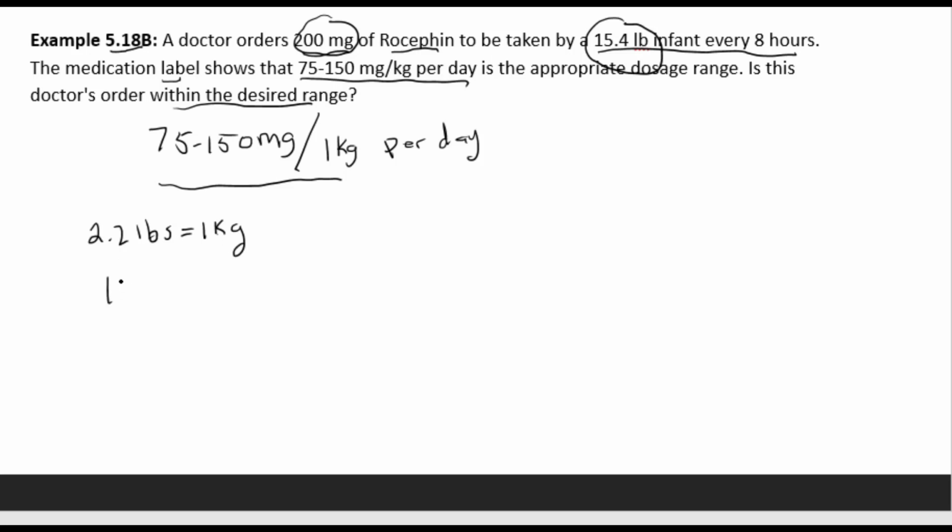So if the patient weighs 15.4 pounds, I'm going to use dimensional analysis. What goes on the numerator, what goes on the denominator? If you guess pounds goes down here, you'd be correct because they must cancel. So we get kilograms. I'm going to go on my calculator and go 15.4 divided by 2.2, and I get 7 kilograms. So the infant weighs 7 kilograms.